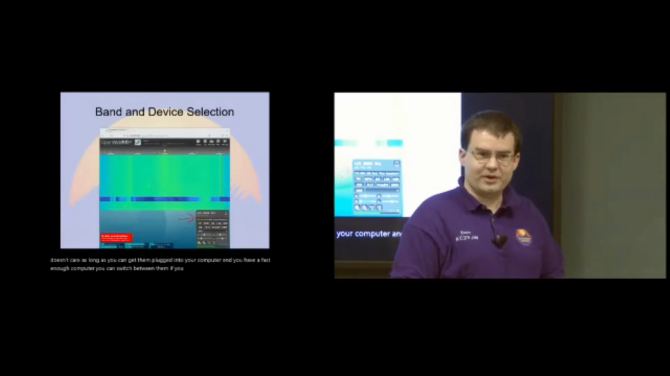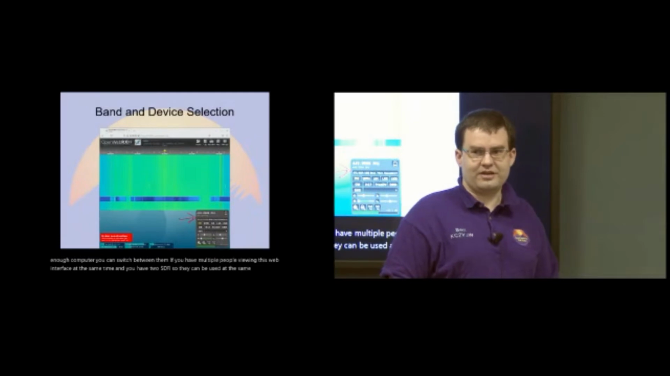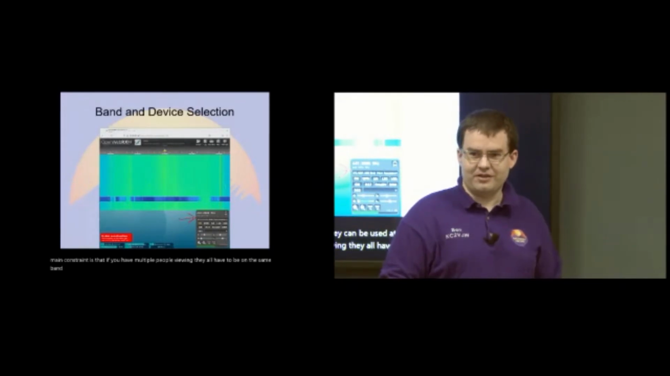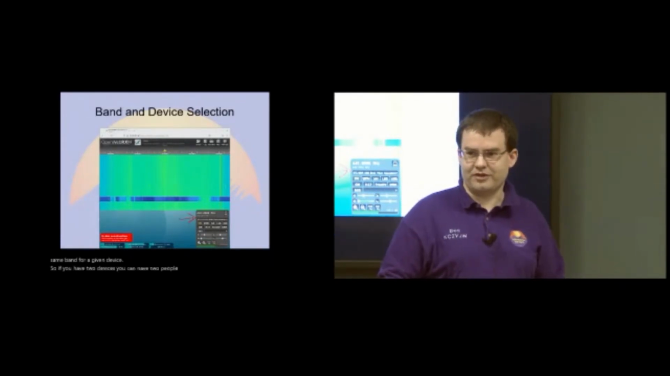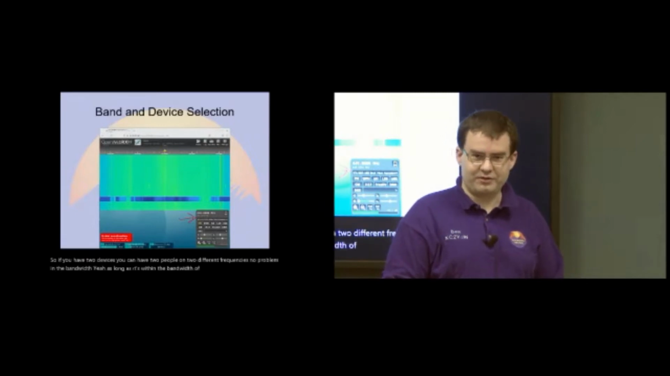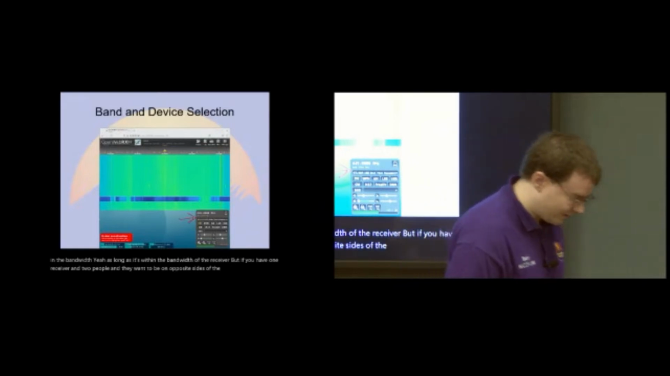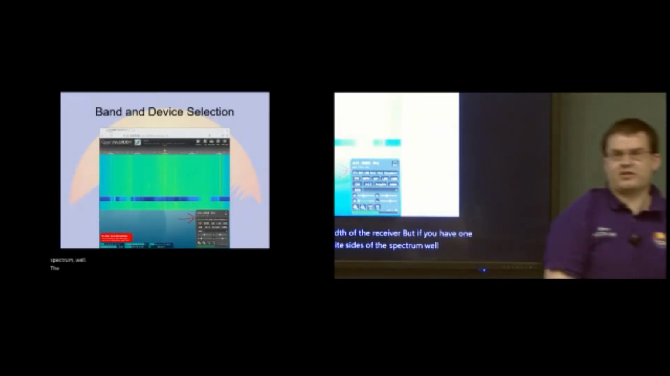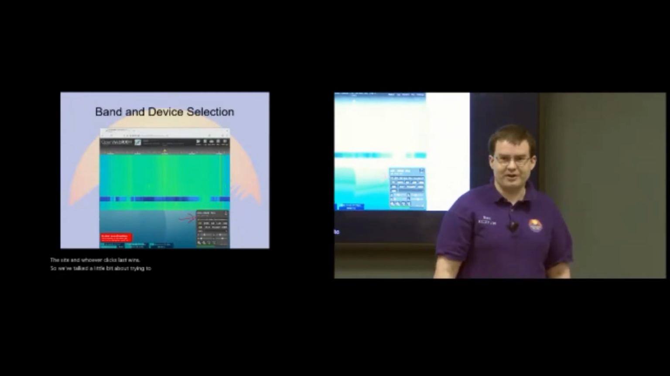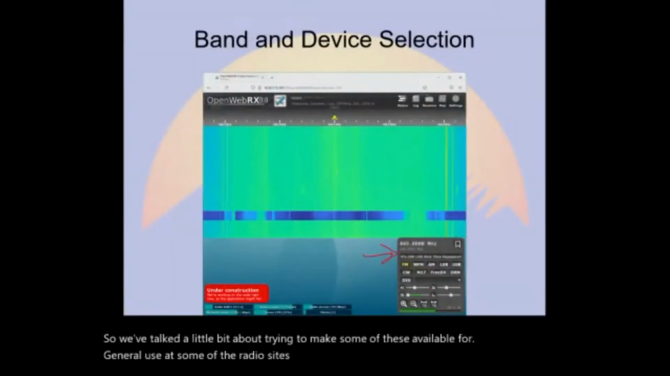If you have multiple people viewing this web interface at the same time and you have 2 SDRs, they can be used at the same time. The main constraint is that if you have multiple people viewing, they all have to be on the same band for a given device. So if you have 2 devices, you can have 2 people on 2 different frequencies, no problem, as long as it's within the bandwidth of the receiver. But if you have 1 receiver and 2 people and they want to be on opposite sides of the spectrum, well, oh well. They'll fight and whoever clicks last wins. So we've talked a little bit about trying to make some of these available for general use at some of the radio sites RMHAM maintains, and that's the big challenge.